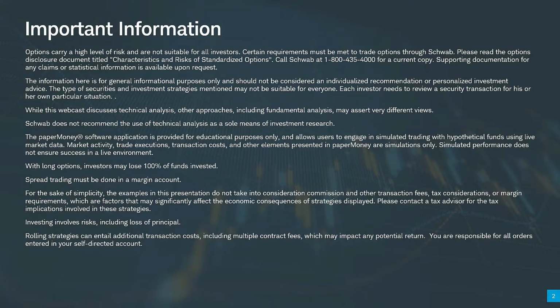Now, the primary premise of this discussion is technical analysis, but technical analysis is only one way to look at the market. You get things like fundamental analysis, probability analysis. All of them are theoretical in nature. None of them guarantee what the market is going to do. So in light of that, Schwab doesn't recommend the use of technical analysis as a sole means of investment research.